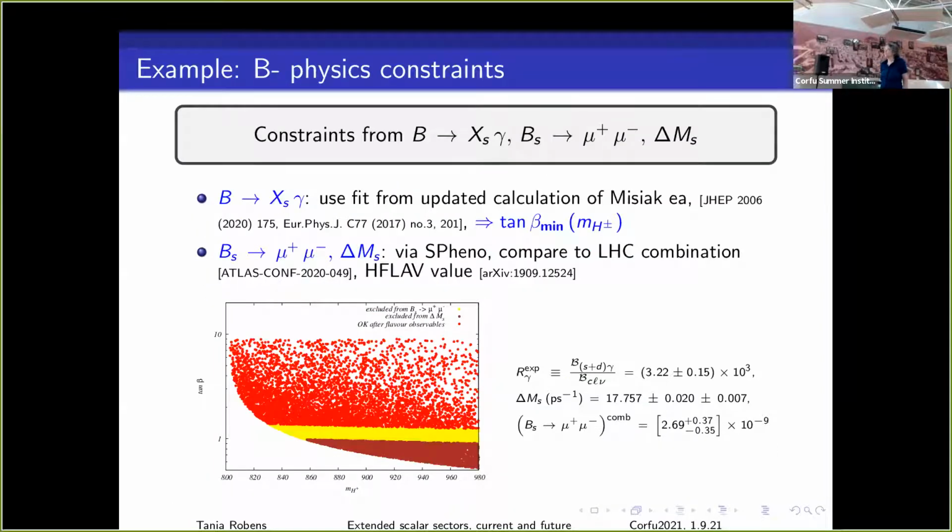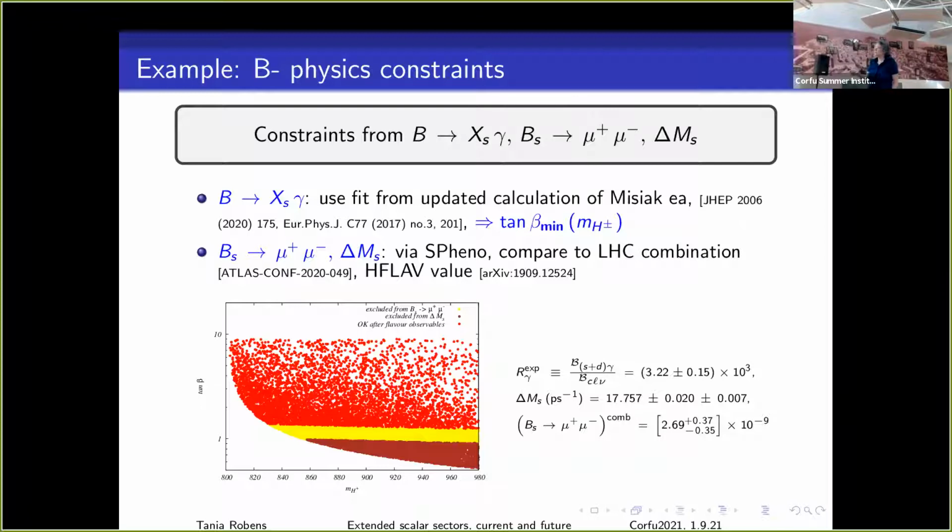So B physics: typical picture again for any two-Higgs-doublet model type 2. Okay, still 5 minutes, I can talk slower. Good. Here you have the charged mass and tan beta, and maybe the colors are not coming out so well here. But what is important is that you basically have a lower bound on tan beta from B_s to mu mu, and also delta M_s, but in fact the B_s to mu mu is most constraining.